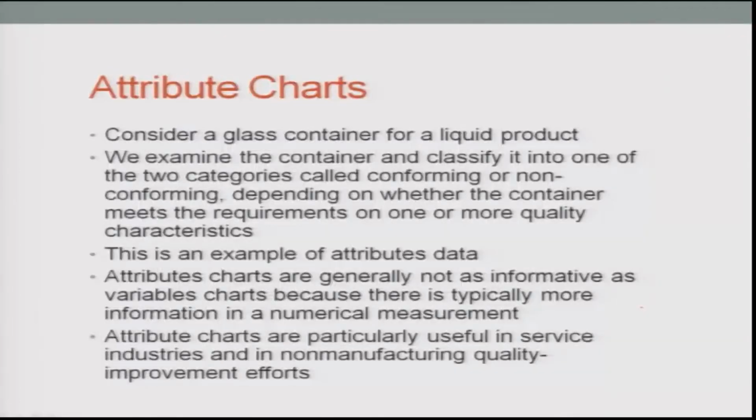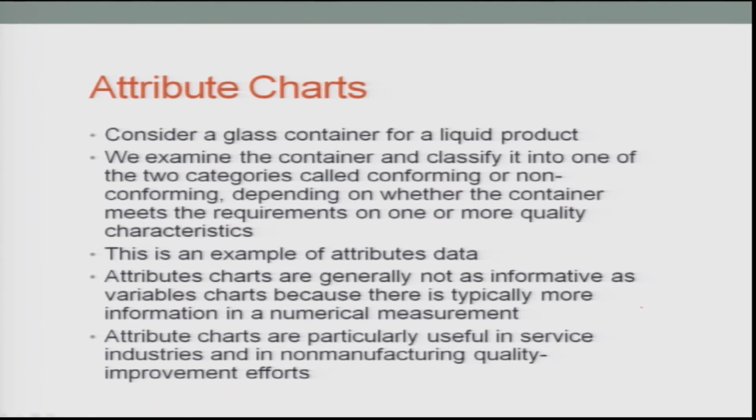Now, having discussed at length for about 2-3 lectures or more than 2-3 lectures the variability charts based on the random variables, we will try to discuss to that extent the concept of attribute charts. So, consider that attributes are the characteristics which I did mention. Consider a glass container for a liquid product. We examine the container and classify it into one of two categories, conforming and non-conforming, based on the attributes of the characteristics.